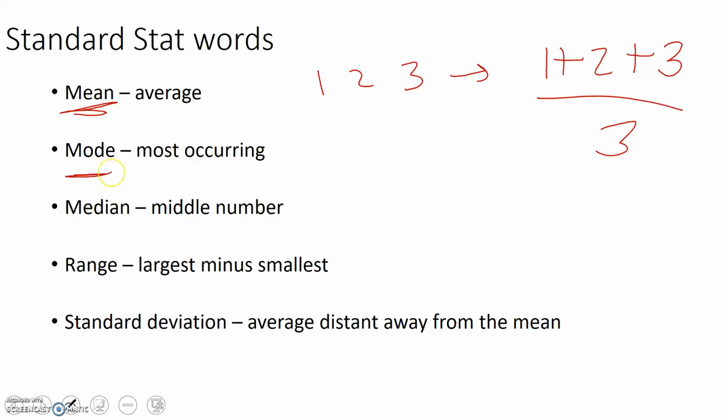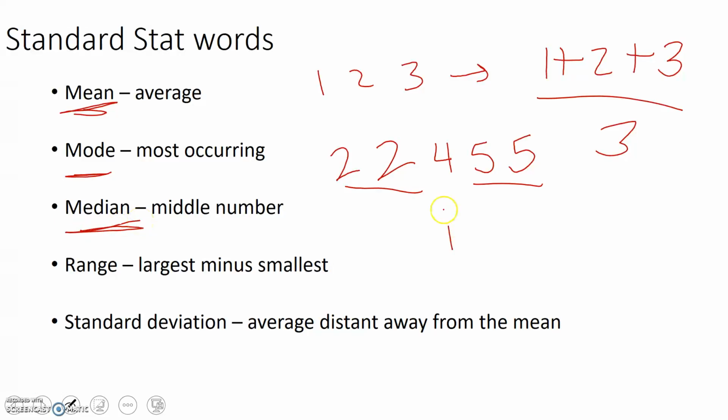Mode, it's the most occurring. If you have issues where you have this circumstance where you have 2 most occurrings, then you just have 2 modes, so that'd be 2 and 5 in this case. Median is just the middle number. So in this last case, it's 4. It's whatever the middle number is.